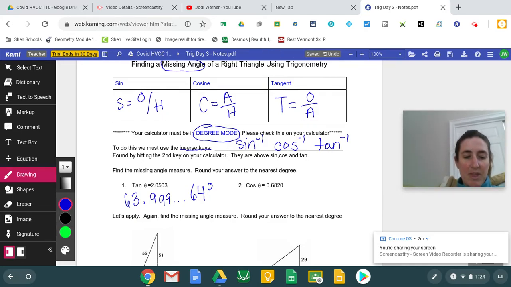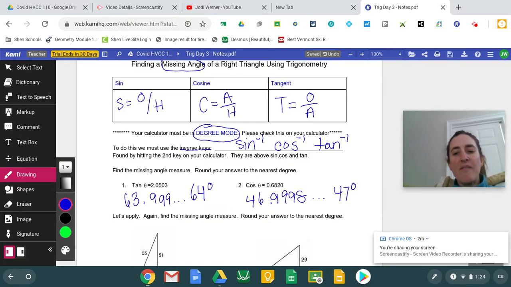I'm going to do the same thing for the cosine example. I'm going to hit second cosine and type in 0.6820. When I hit enter, I get 46.9998, which rounded to the nearest degree is 47 degrees.